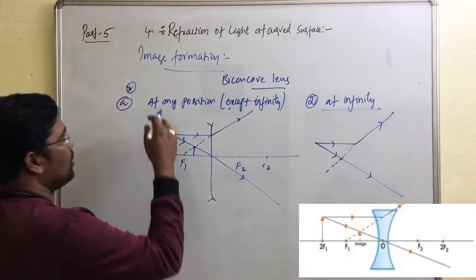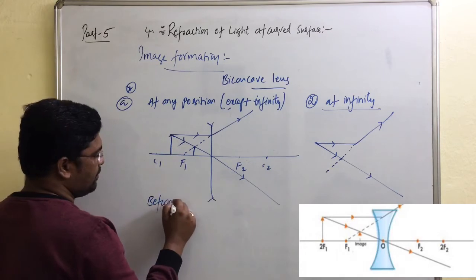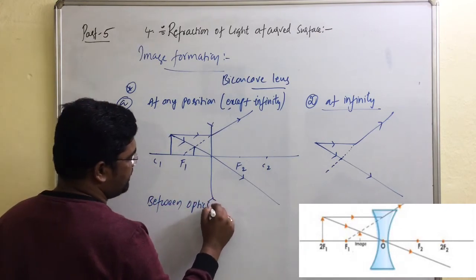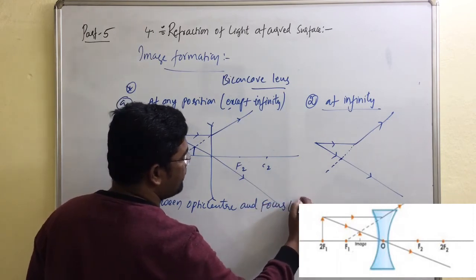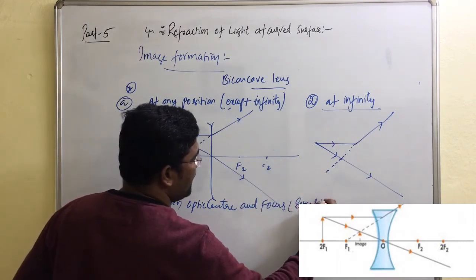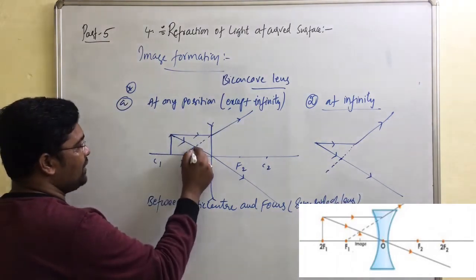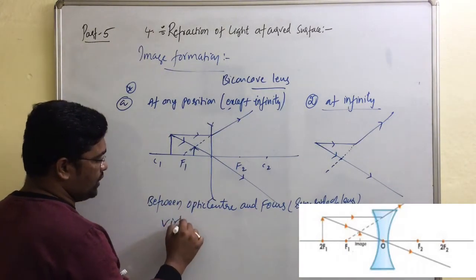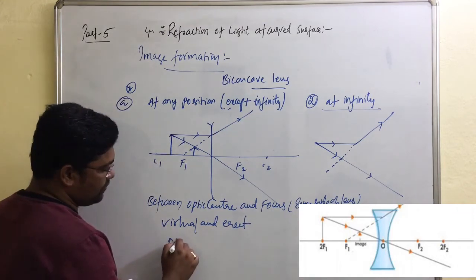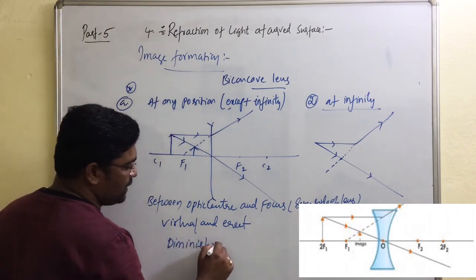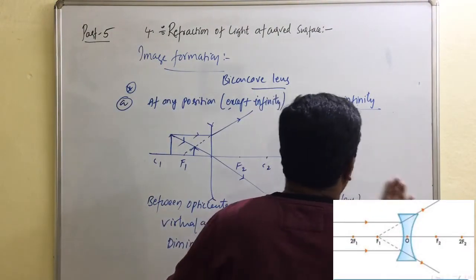So anywhere you place an object, we always get the image between the optic center and focus, that is on the same side of the lens. And what will be the nature? As we are getting it on the same side of the lens, it is virtual and erect, and diminished. When we compare the size with the object, we get a diminished image. Clear for everyone?